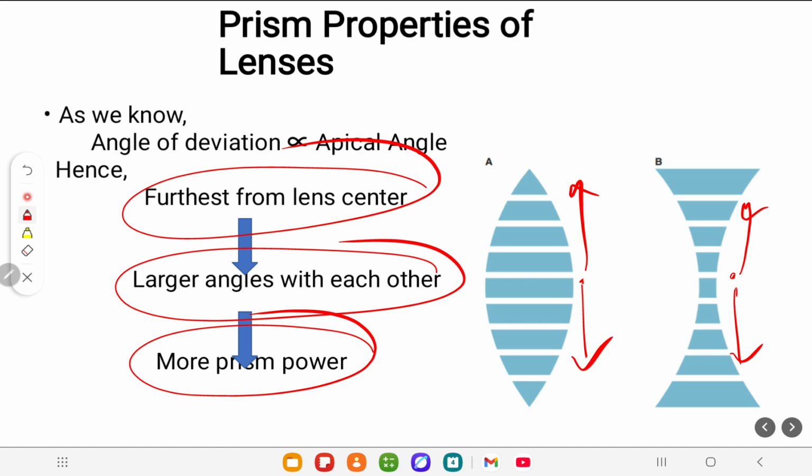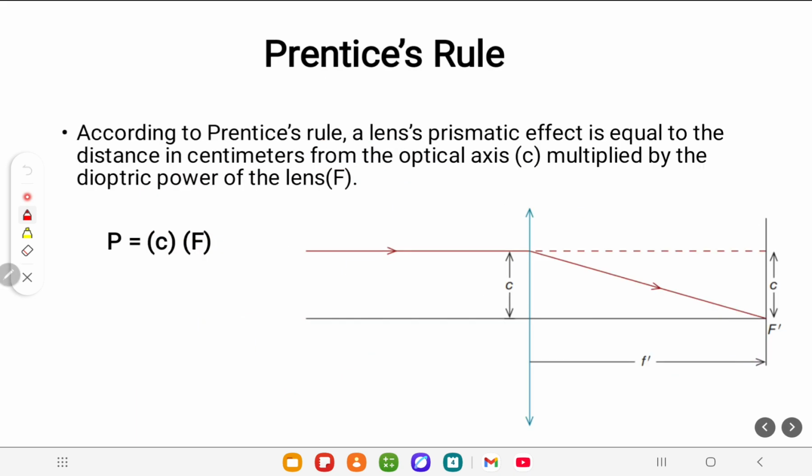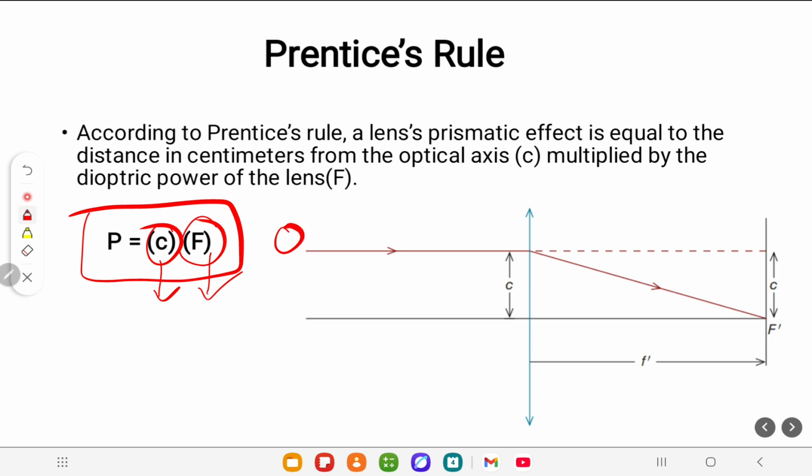Remember, it's not about prism, it's about prismatic effect. It's centrally important to understand. So the prismatic effect of lenses can be given by the rule called Prentice's rule, and Prentice's rule is very simple. C is the distance from the optical center, F is the power of the lens, and both are directly proportional. As you move far and far away from the center, the more prismatic effect it creates. As the power of a lens goes from zero to higher, no matter whether plus or minus, the more prismatic effect is going to happen.